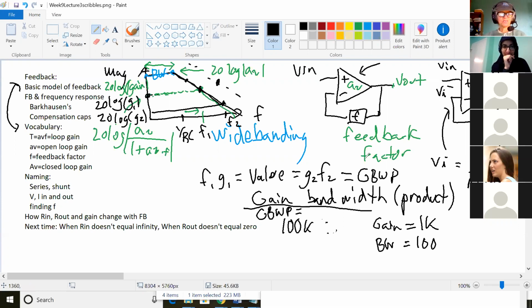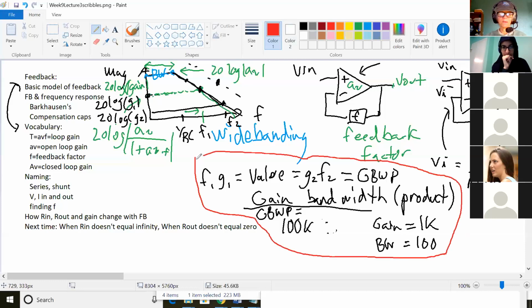Okay, so that's vocabulary seen here. Gain bandwidth product is an important metric. Widebanding is another vocabulary word that's good to know, and bandwidth.